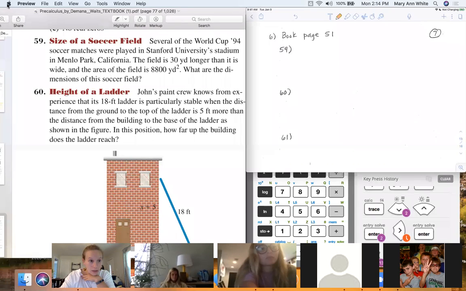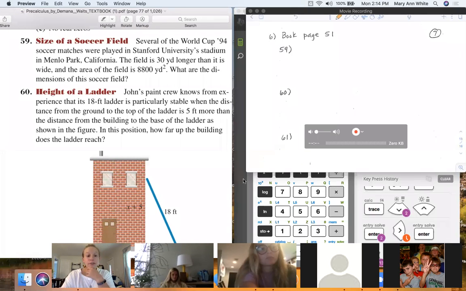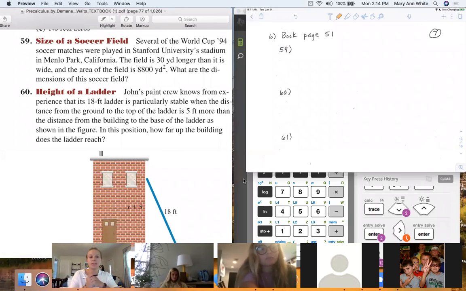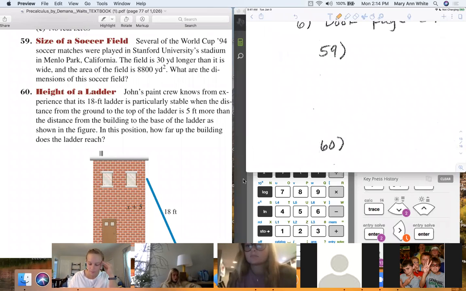All right. Okay. So this first question, 59, asks about the size of a soccer field. Some World Cup games were played at Stanford back in 1994, before any of you guys were born. The field is 30 yards longer than it is wide, and the area is 8,800 yards squared. So we want to find out how big the soccer field is, what the dimensions are.